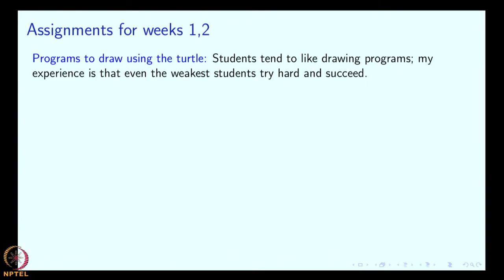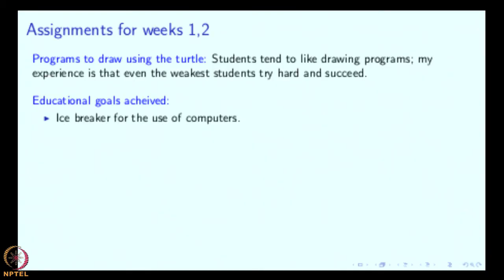Now, when you teach this course, the assignments for the first couple of weeks are a little bit difficult to design. But what you can do here is you can ask them to write programs using the turtle. So students actually like these drawing programs quite a bit. And my experience is that even the weakest students try to work very hard on this and they succeed. So even the weakest students are making an effort and they are learning. So that is very good news. And they actually achieve serious educational goals.